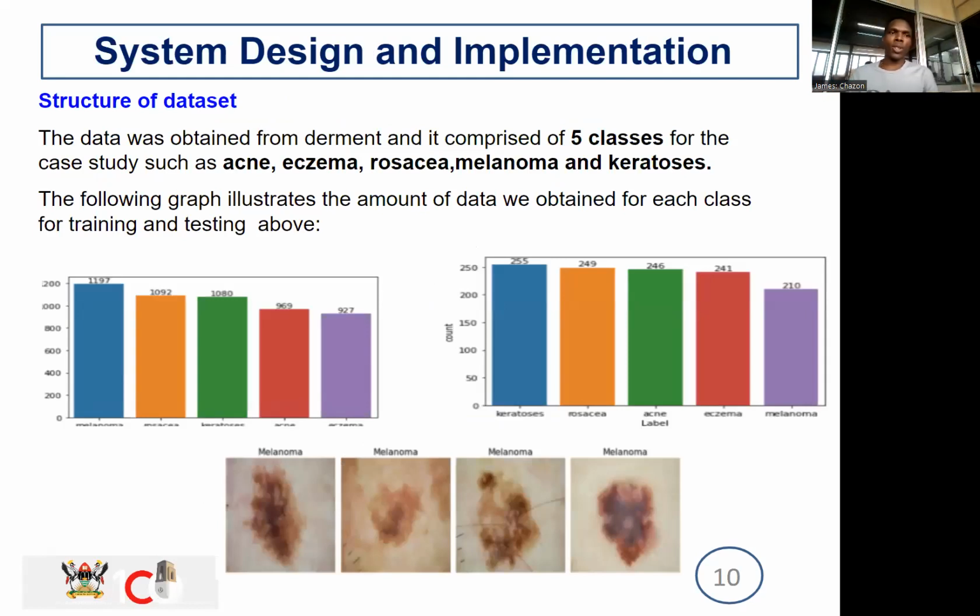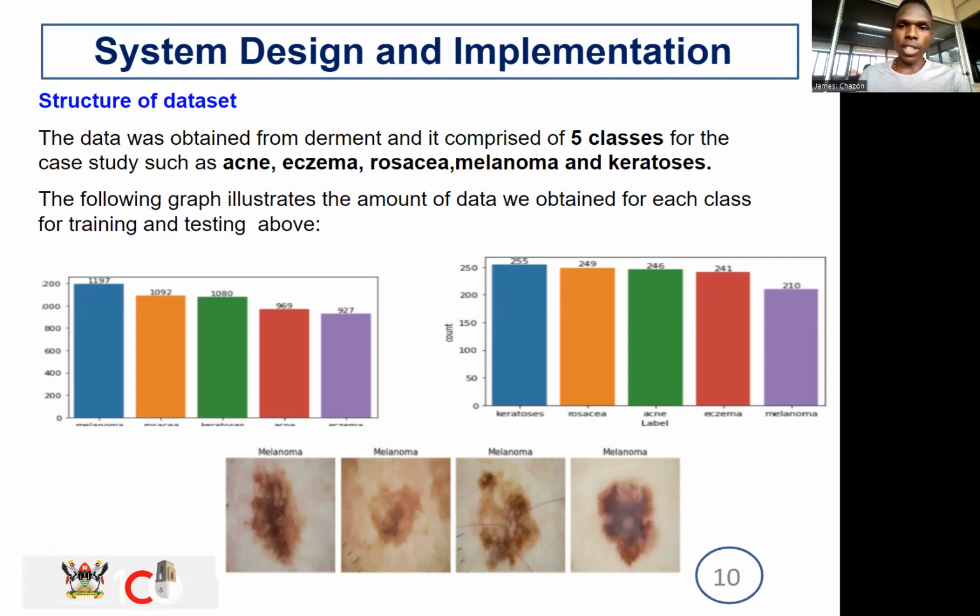Hello, my name is Hall Enoch Asanda, and I'm taking you through the system design and implementation. So under system design and implementation, we look at the structure of the data set. First of all, we obtained this data set from DermNet, and our data set involved only 5 classes: acne, eczema, rosacea, melanoma, and keratosis. Now, the following graphs illustrate the different amounts of data that we collected based on the two folders that we characterized this data into.